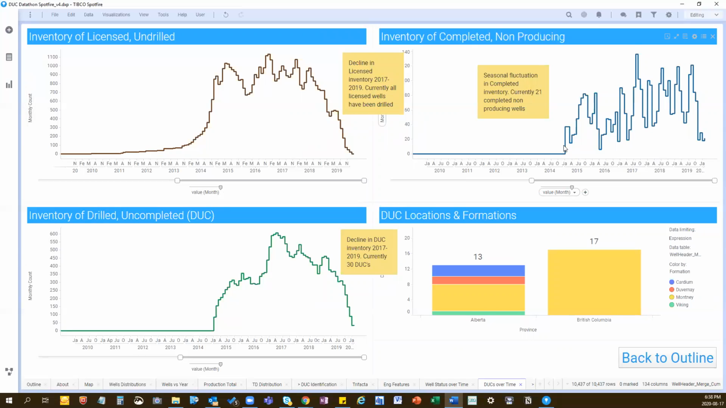Next to the right is the inventory of completed but not yet producing wells. Here we can observe the number picking up to 130 wells, showing some cyclical fluctuations during the springtime. Finally, the bottom chart shows the DUC inventory. While it reached a peak of about 600 wells in 2017, this number has also been declining. It is estimated that there are currently around 30 DUCs in the dataset, mostly located in BC, Alberta, in the Montney Play.